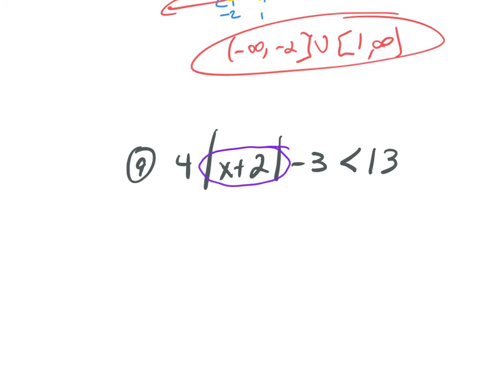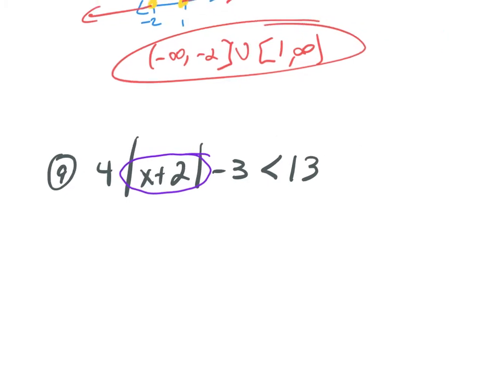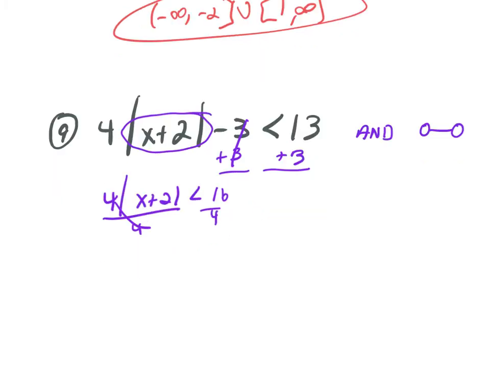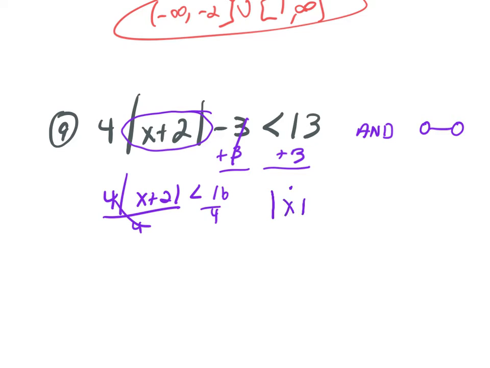A lot of you made some mistakes on this, especially in the solving portion of the test. You have to undo addition, subtraction first, guys. Then you undo multiplication, division. So I'm going to first say that this is an and problem because it's less than. And I have open dots because there's no or equal to underneath my inequality. But the first thing I'm going to do is add 3 to both sides. So I have 4 times the absolute value of x plus 2 is less than 16. Divide by 4. So I have the absolute value of x plus 2 is less than 4.